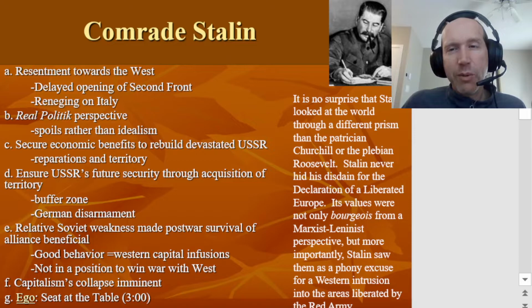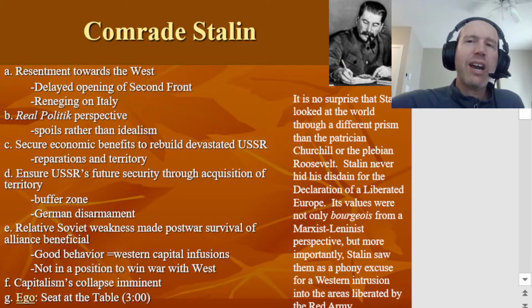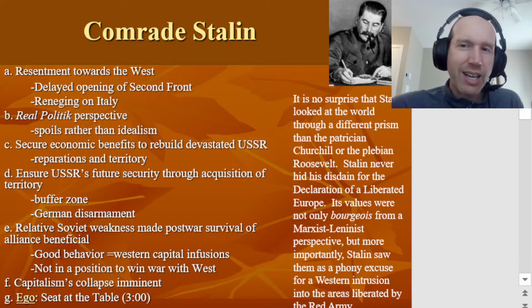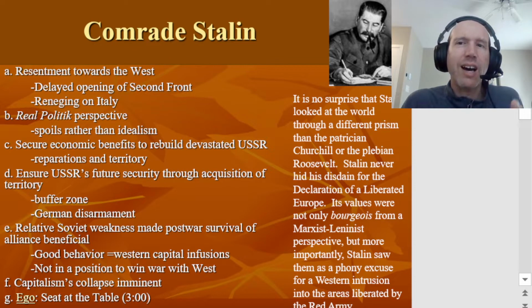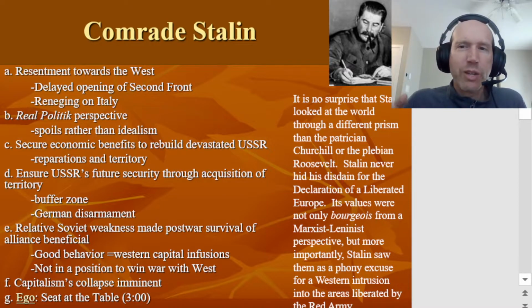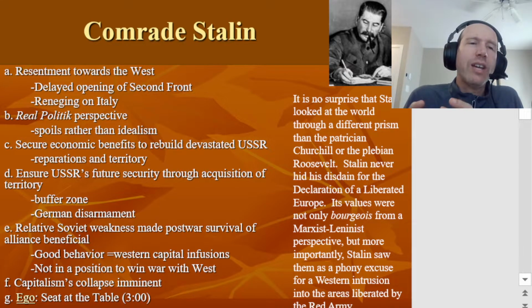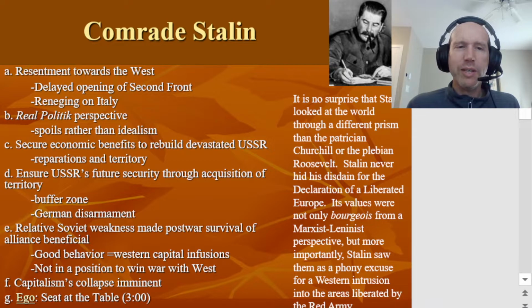One of the things that he was hoping to secure, given the fact that the Soviet Union was going to win the war militarily and essentially lose it economically, in terms of the complete destruction of their economy and their infrastructure, is that he was looking to find reparations, whether it was money, land, resources, territory, so that he would be able to rebuild a devastated Soviet Union.